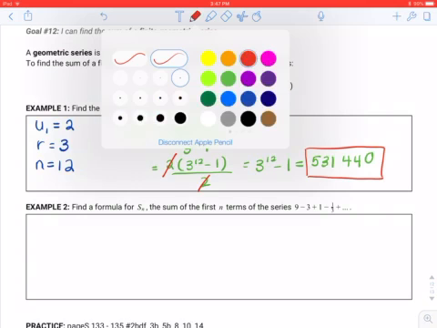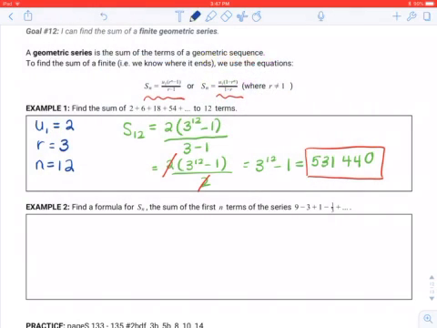All right. The second question is not asking us to find the sum. It's asking us to find a general formula, Sn, for the first n terms of this particular series. So we still need the same pieces of information. u1, my first term, is going to be 9.